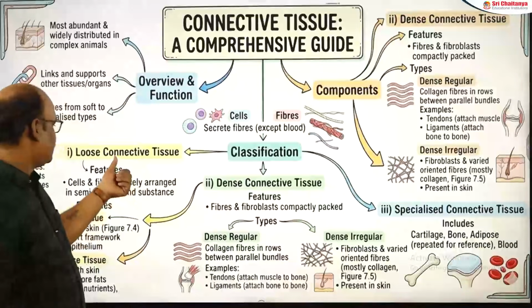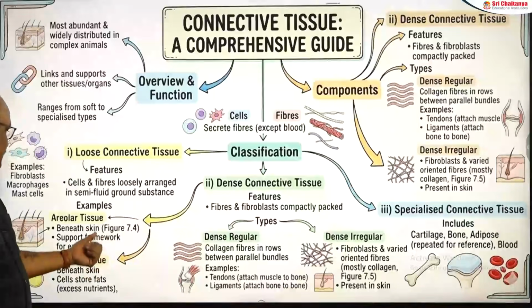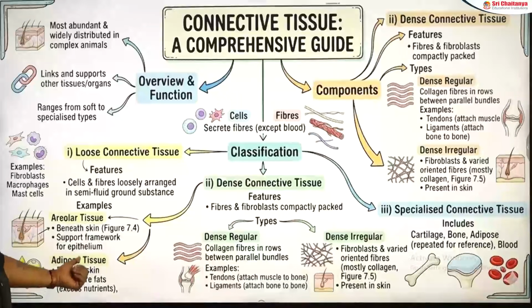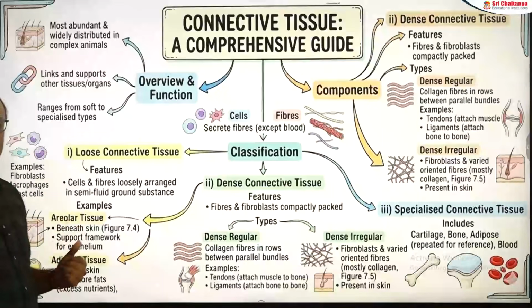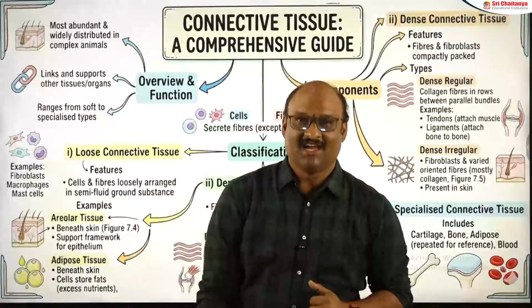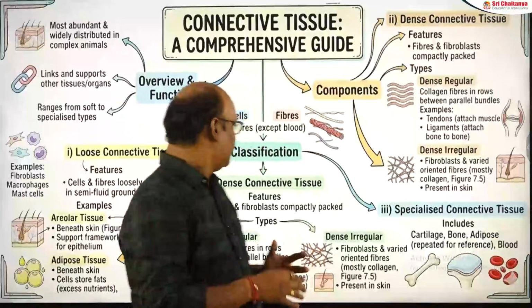In loose connective tissues, the cells and fibers are arranged loosely in the intercellular matrix, and the examples are areolar connective tissue and adipose tissue. Areolar tissue is present beneath the skin, acting as a support framework for epithelium, whereas adipose tissue is also present beneath the skin and is responsible for storing fats. Excess food material is converted into fat in our body and is stored in the adipose tissue.